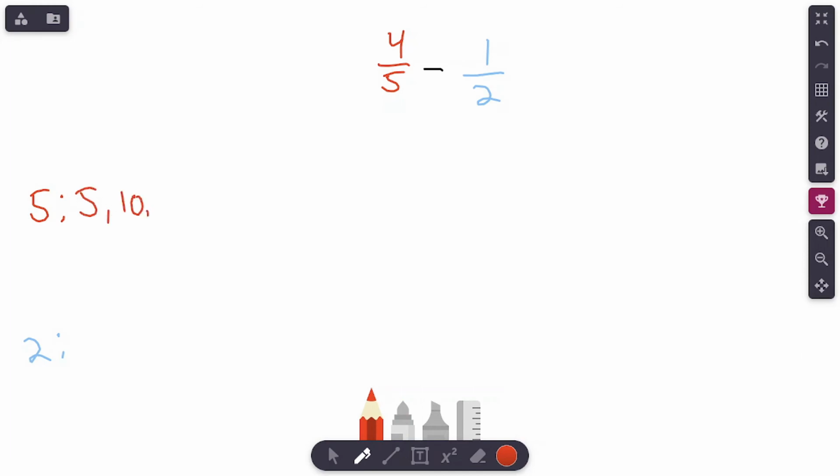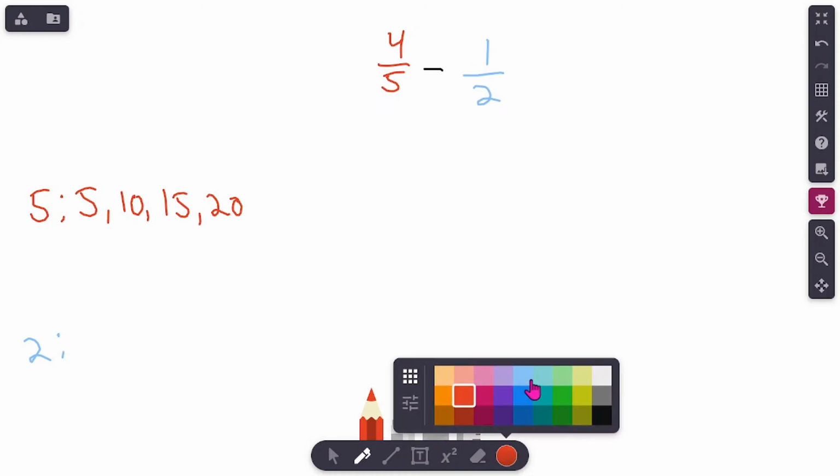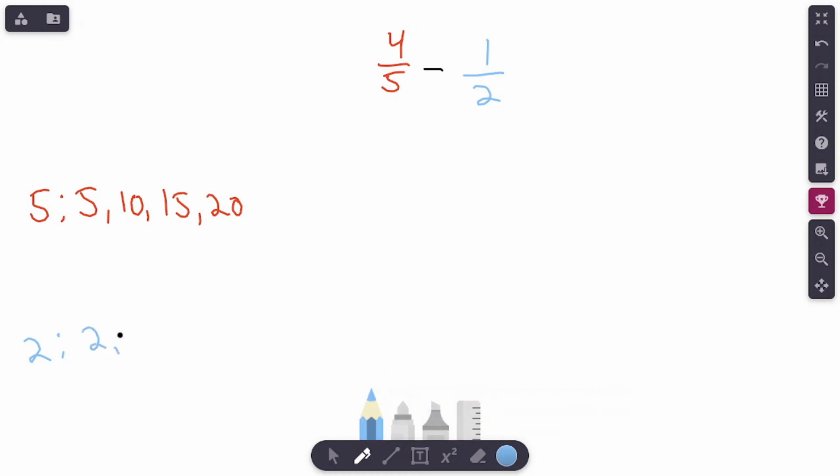5, 10, 15, 20. 2, 4, 6, 8. Do they both have 5 in common? Nope. Do they both have 10? Nope. All right, so taking a look at 2, 4, 6, 8, we're going to need a 10, because that's the next number they both have in common.